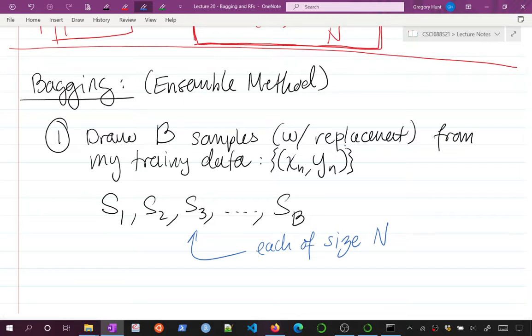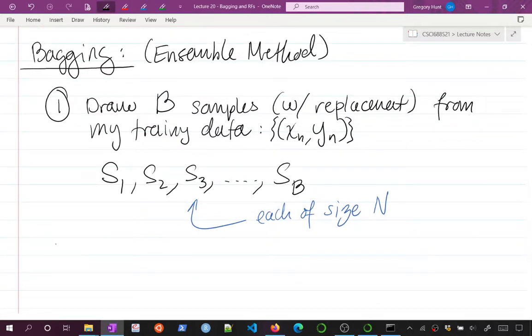I'm going to draw a random with replacement sample of my training data points, call that S1. Draw another random sample of my training data points, call that S2. Another random sample of my training points, S3, etc. I'm going to do this some capital B times, and B is potentially a large number.